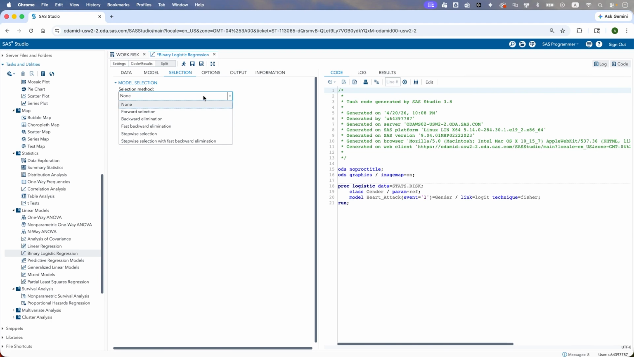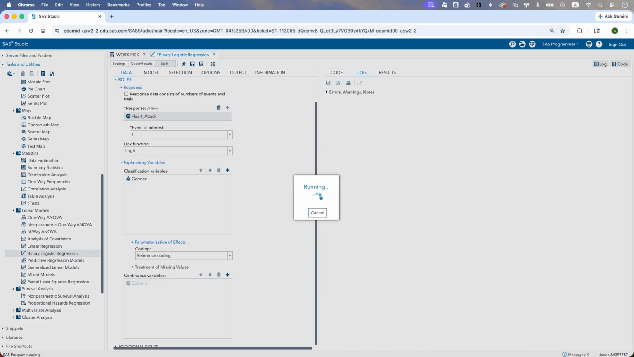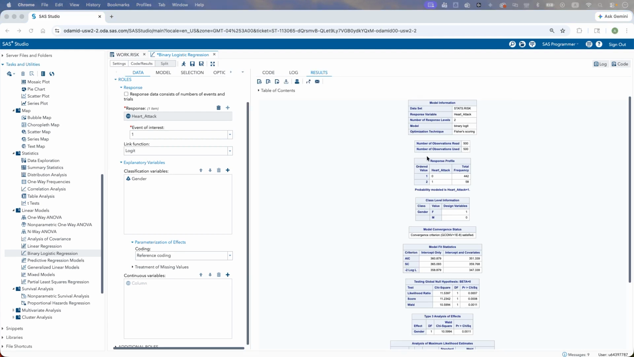So I'm just going to run this. Okay, so this is the output. First of all, we are going to see the model information. This model information tells you the basic things like the response, the name of the data set. The response variable is the heart attack. The number of response levels is 2. It's binary, and the model is binary logit, the one that we use here.